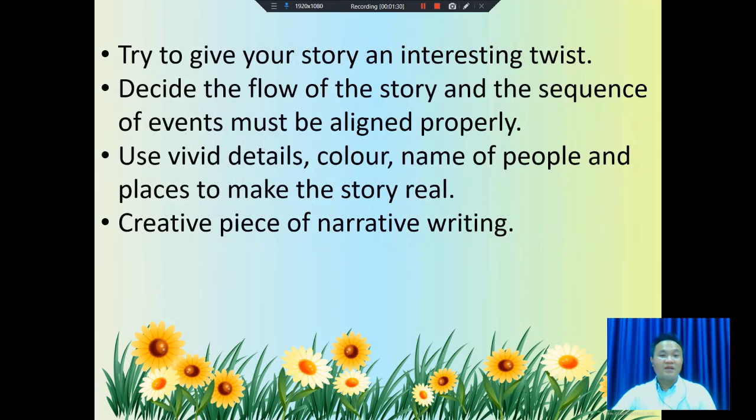Try to give your story an interesting twist, and you can decide the flow of the story, and the sequence of events must be aligned properly. Besides that, you should use vivid details, color, names of people and places to make your story real. Of course, when you write narrative writing, we are looking for a creative piece that is interesting to read.